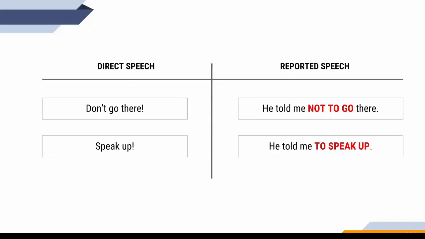It's easy, you see. So, don't go there, or direct speech in which the command has the negative not, don't go. He told me not to go. Not plus infinitive of the verb. Speak up. He told me to, and after that, the infinitive of the verb.